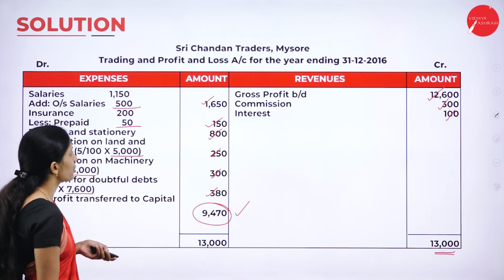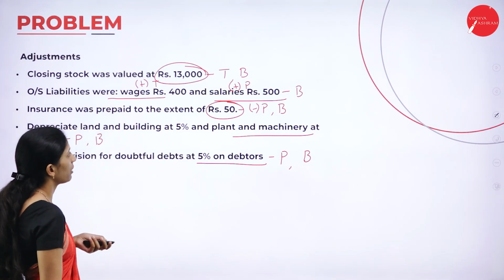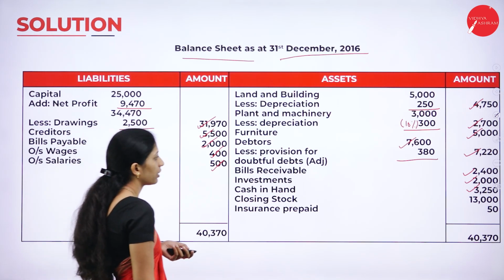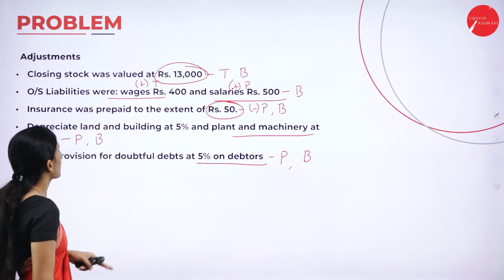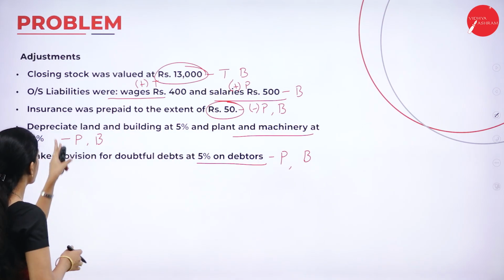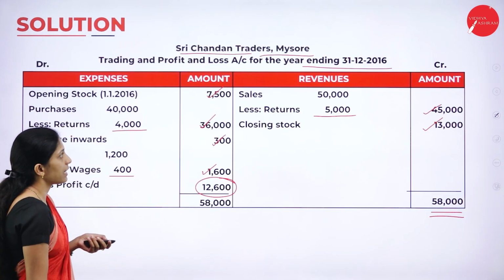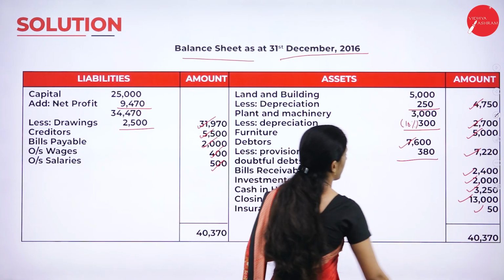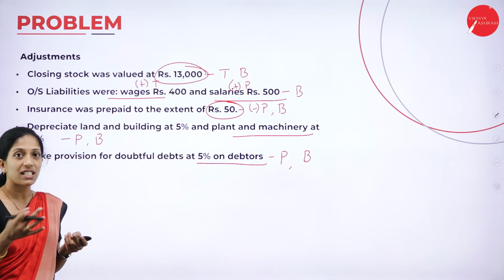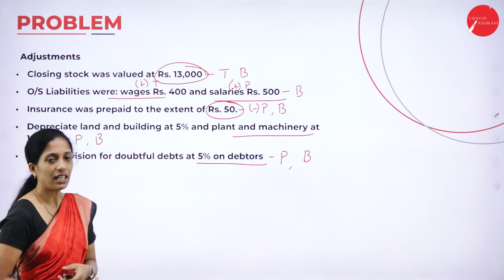Now go through the adjustment. So closing stock, it is also an asset. So we have to record 13,000 closing stock. Next, we have taken outstanding liability in the liability side. Insurance prepaid is an asset. We have to take in the asset side 50 rupees. Insurance prepaid 50. Next, land and building depreciation, we have made the adjustment. Debtors, doubtful debts, we have made the adjustment.